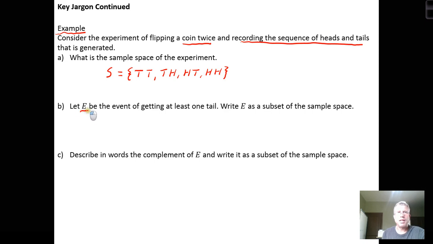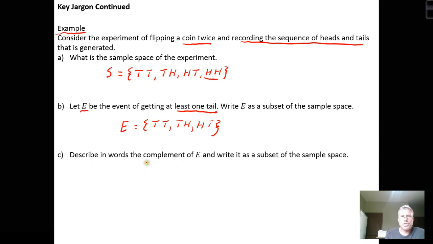And then E, the event that we get at least one tail, would be everything that contained a tail in it. So E would be the set that contained at least one tail. So two tails contains at least one. A tail and a head contains at least one. A head followed by a tail contains at least one. And we see that two heads is excluded from that set.